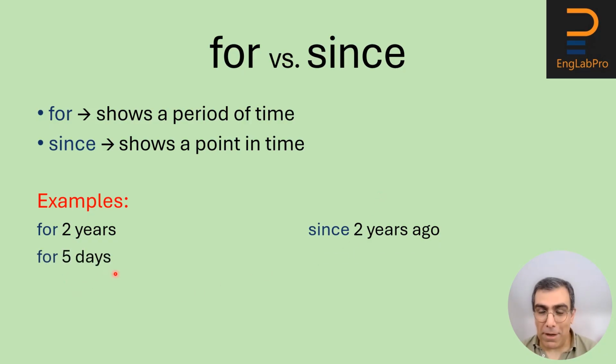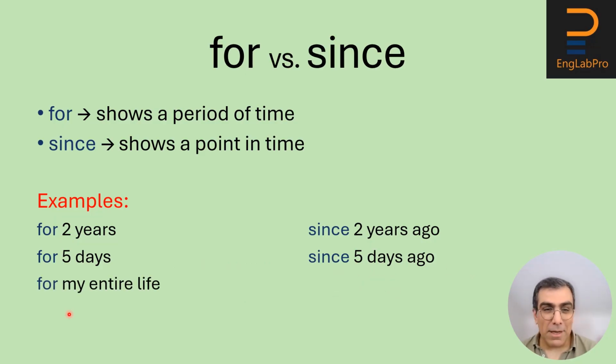We say for 4 or 5 days, but we say since 5 days ago. For my entire life, for my whole life, since I was born. You see, when I was born is a point in time, but when I say my entire life, it is a period of time.